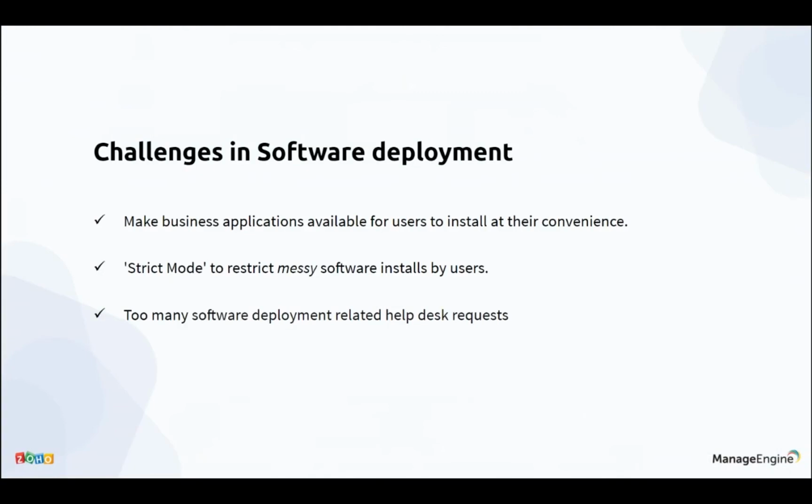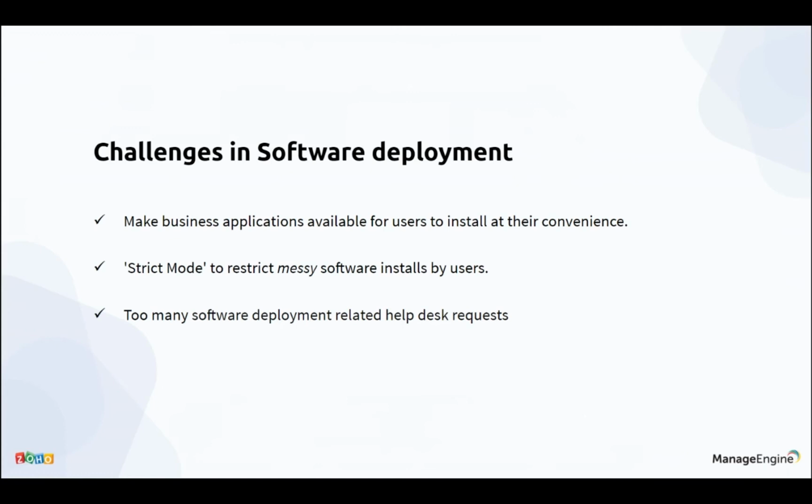So since today's topic is about software deployment, we'll see what challenges companies are facing nowadays, right? So they have to make these business applications available for users to install at their own convenience. So like I mentioned earlier, we cannot have the software deployed at a particular time. Maybe they are not ready at that time. Maybe they are in a work from home scenario. So we should be able to make it easier. And we should have a strict mode to restrict unwanted software installs by the users. So that is something we need to take care of.